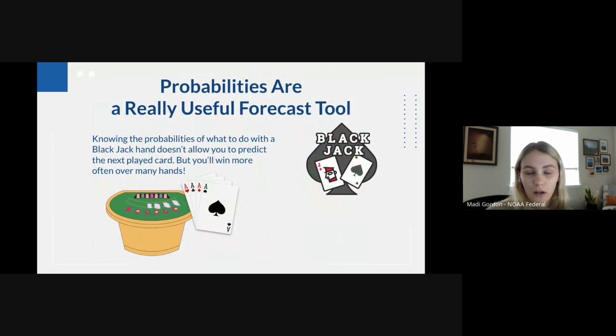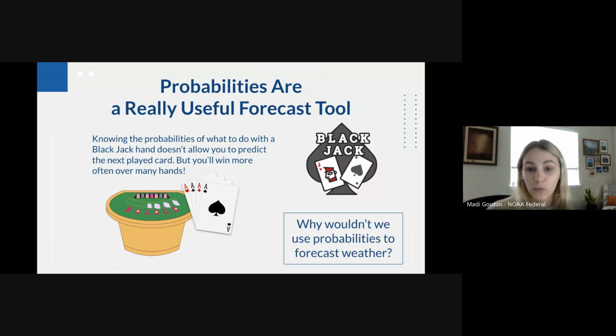So of course, knowing all the probabilities of what to do with a blackjack hand doesn't allow you to predict the card that's played next. But often over time, you will win more with more hands that you're playing here. So why shouldn't we do this with weather? So that's just something that I like to put in perspective a little bit.